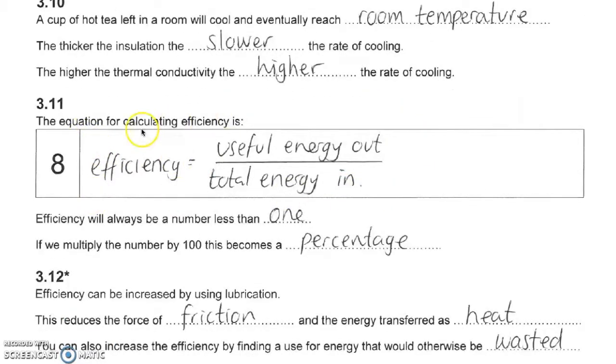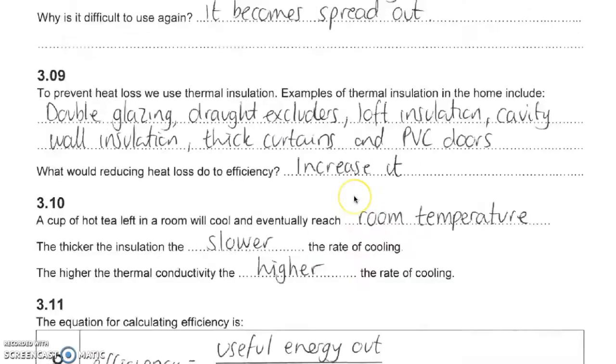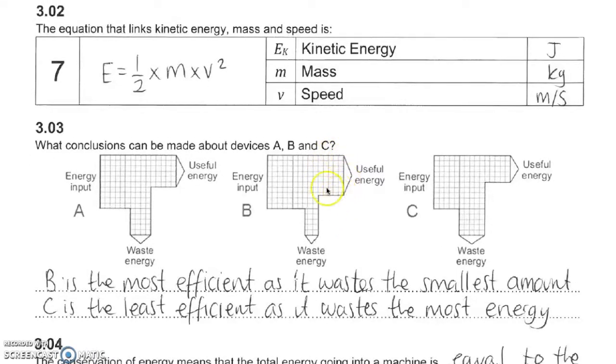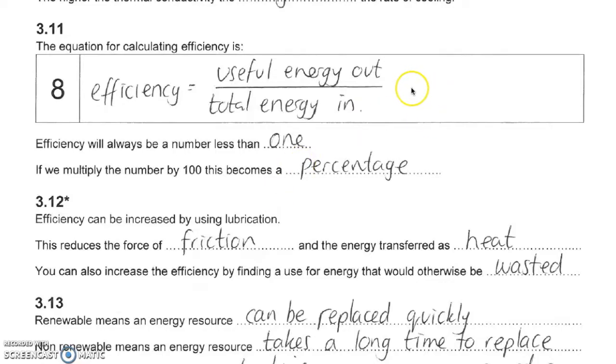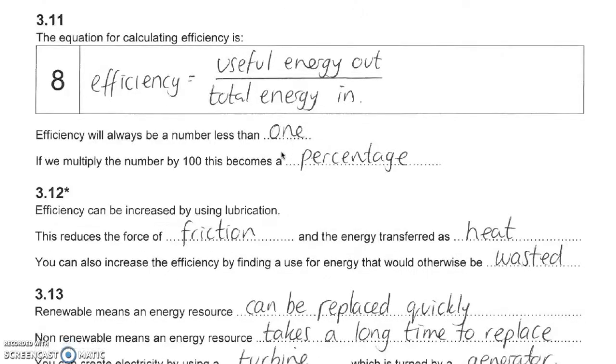This next equation you need to know as well. Very, very simple, very straightforward. Efficiency is equal to the useful energy output divided by the total energy input. So if I go back to our Sankey diagrams, that means it's this energy divided by our total input. And sometimes you can times by 100 if you want that in a percentage form. Again, efficiency will always be less than 1, unless it's 100% efficient, which is very rarely the case, because in real life we do not have 100% efficient devices.